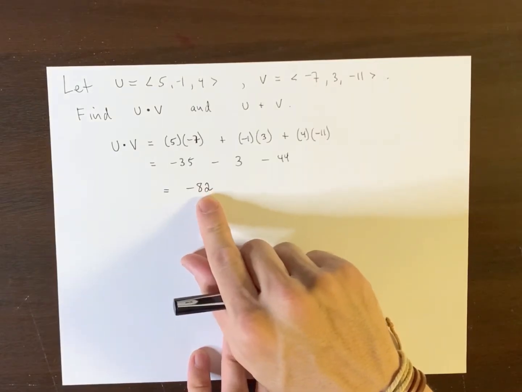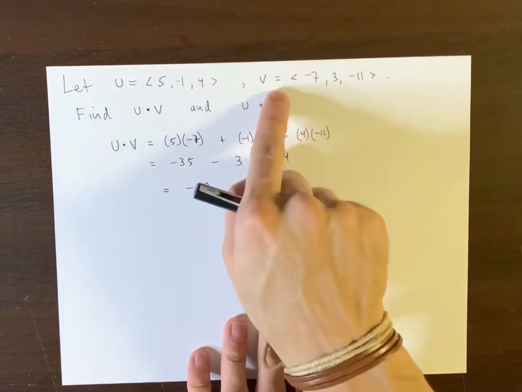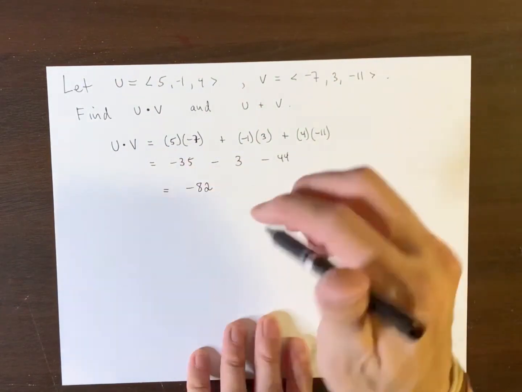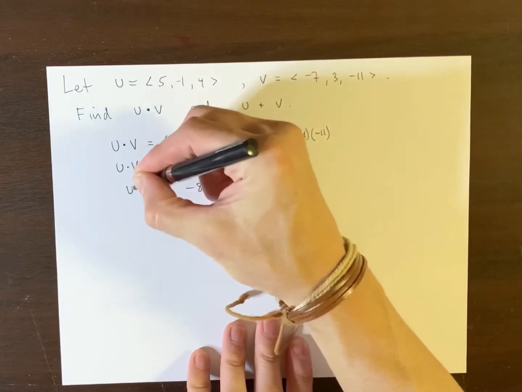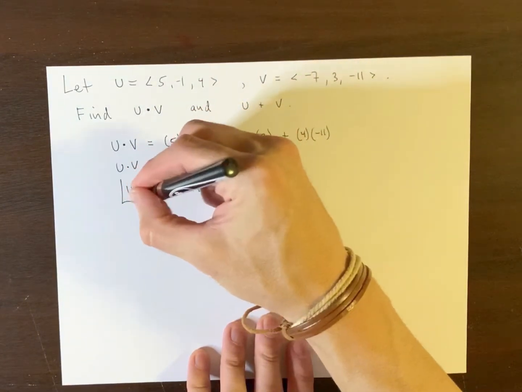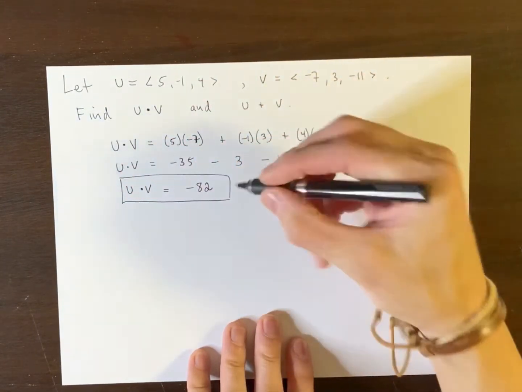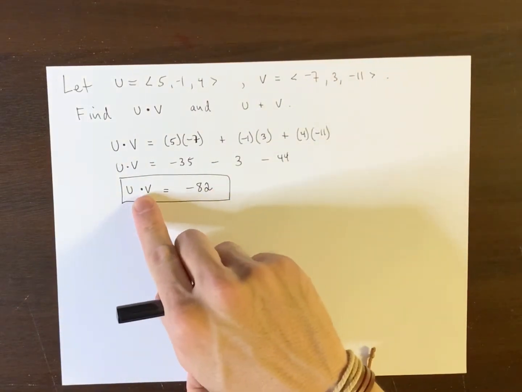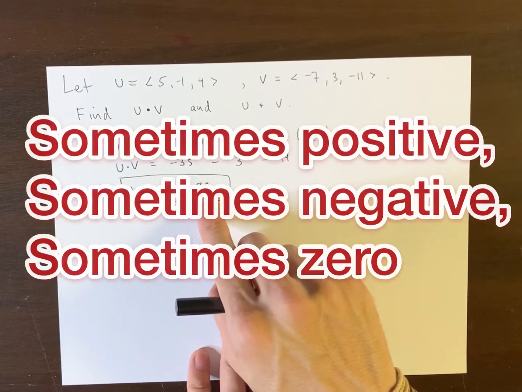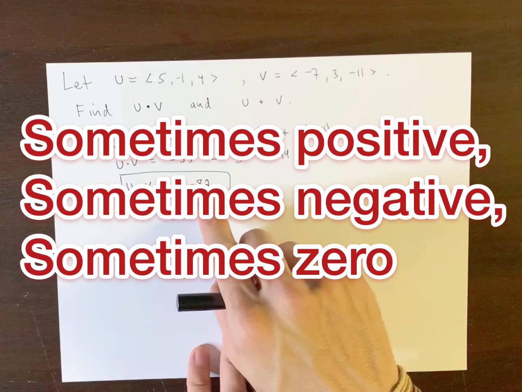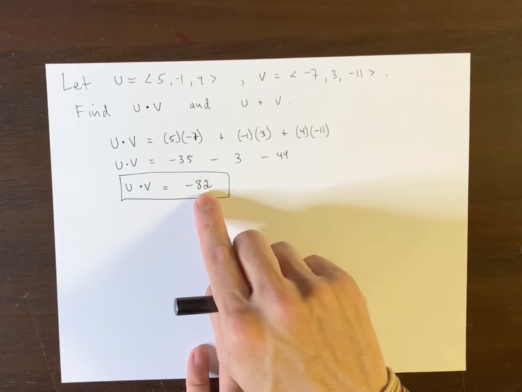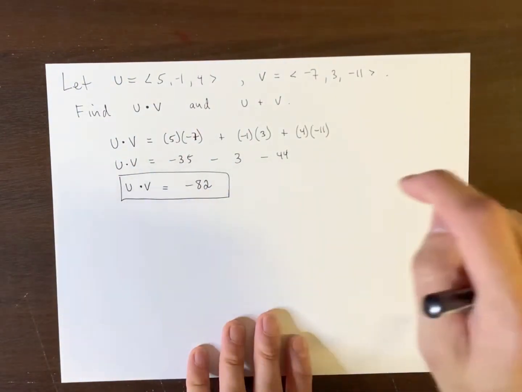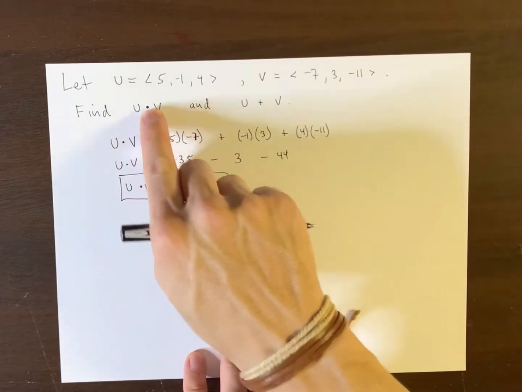negative 82. So if I take these two vectors and if I find their dot product, the dot product is negative 82. So again, when they ask you to find a dot product, the result is more than likely just going to be a number. The dot product between two vectors is a number. What this means, the applications thereof, we can do that a different time. For now, boom, that's how you find the dot product between two vectors.